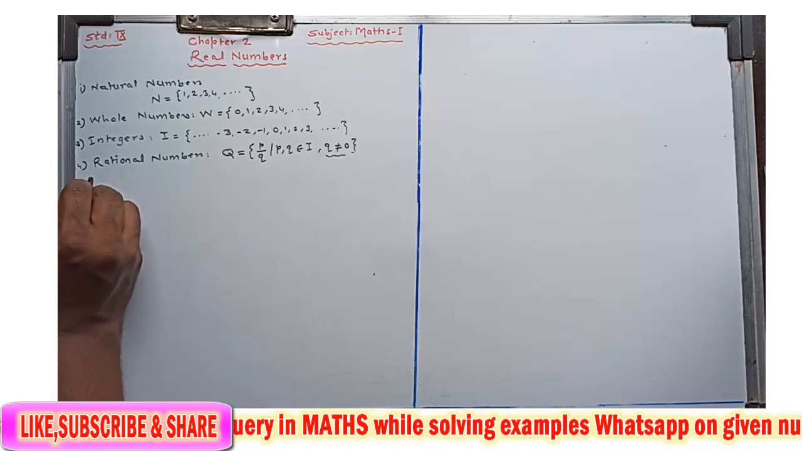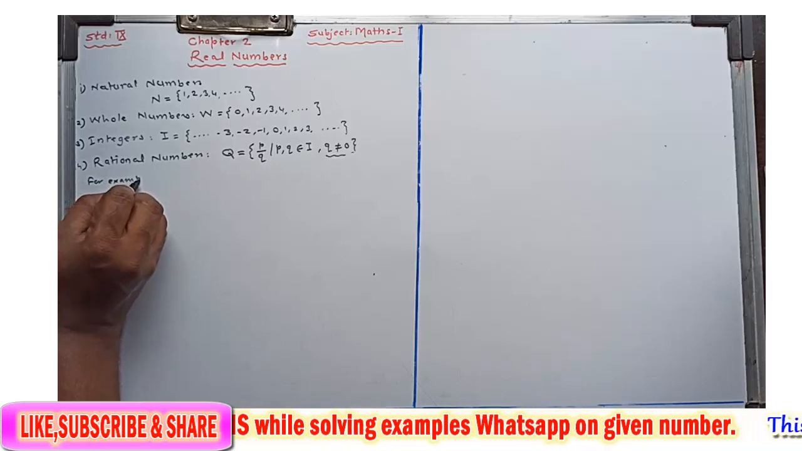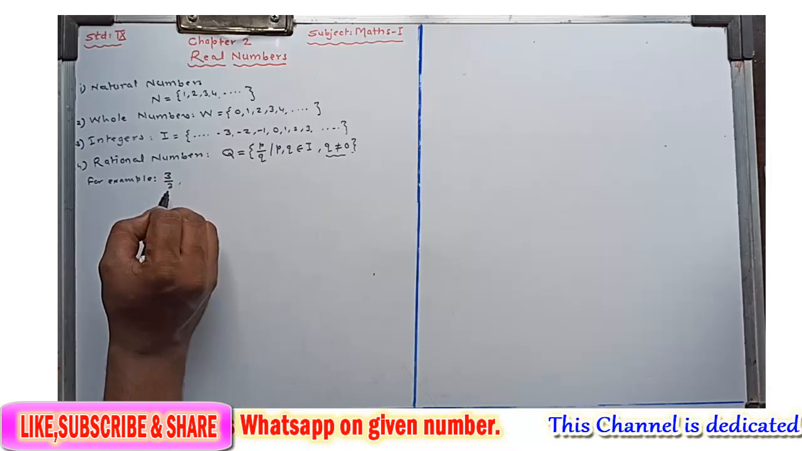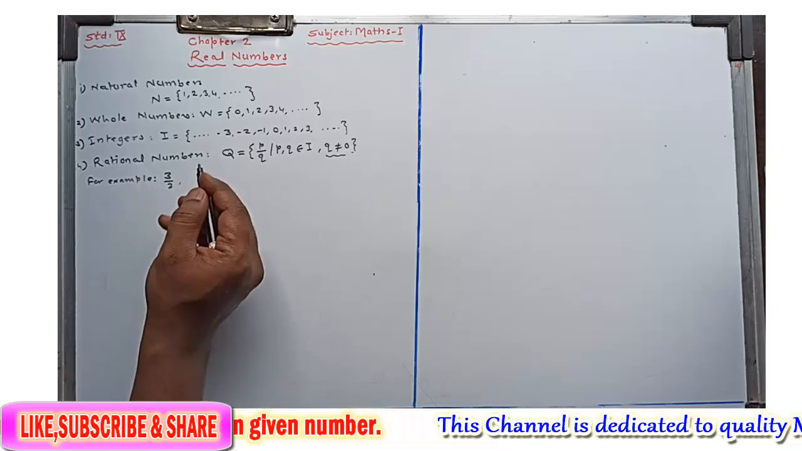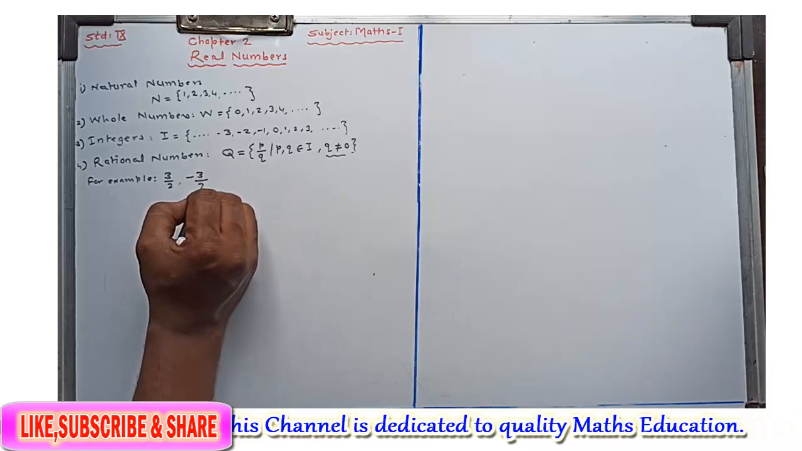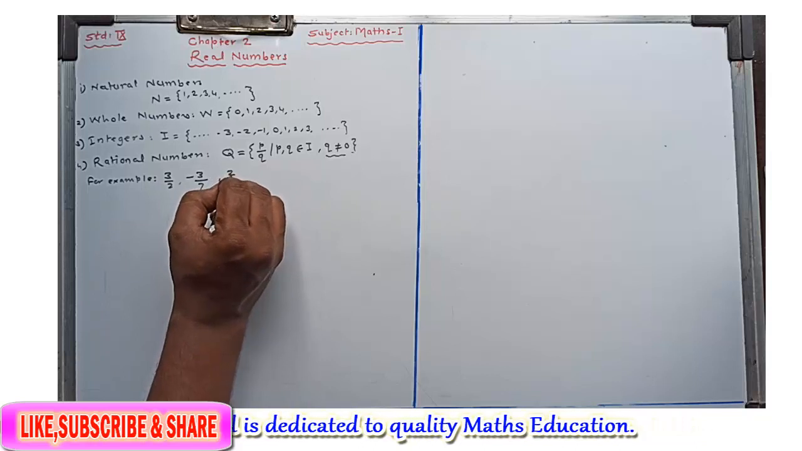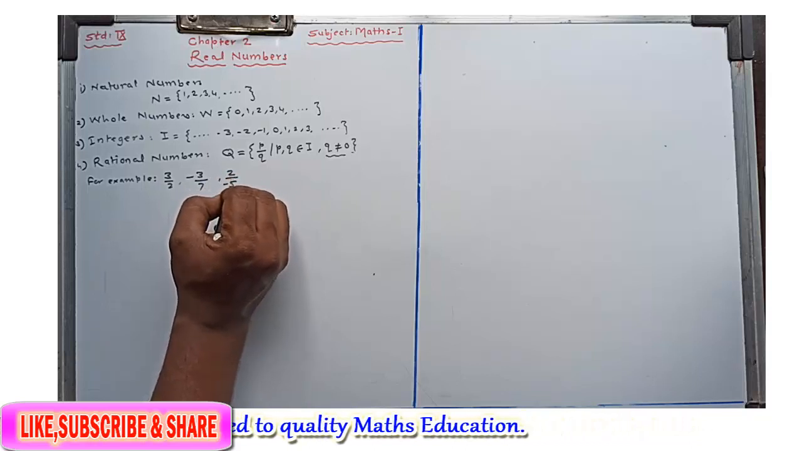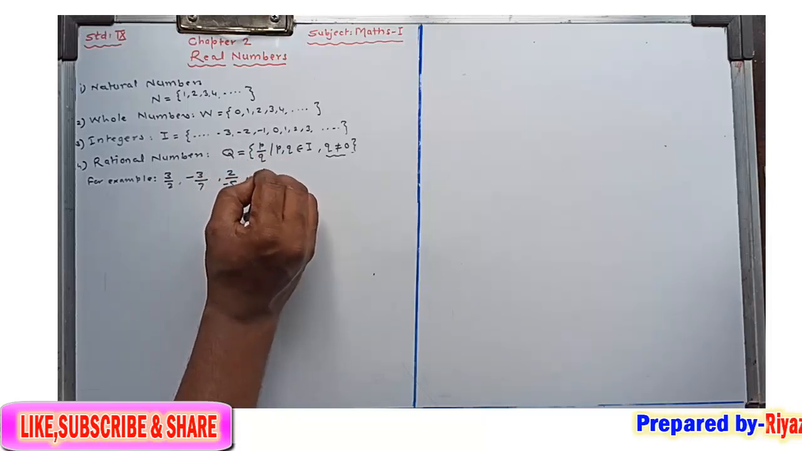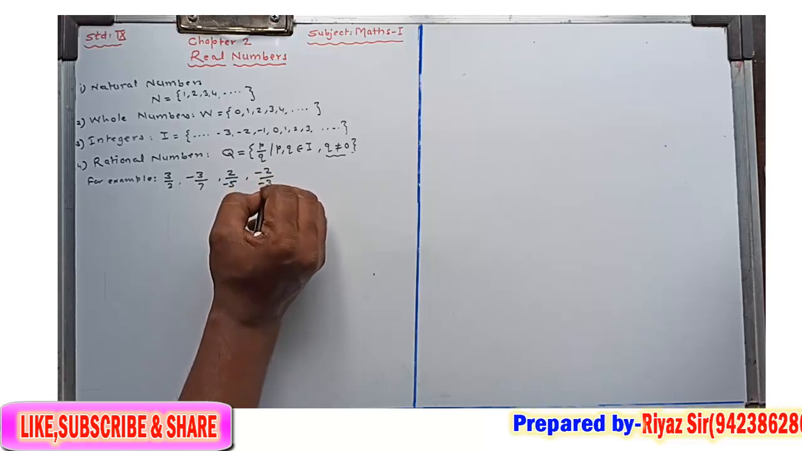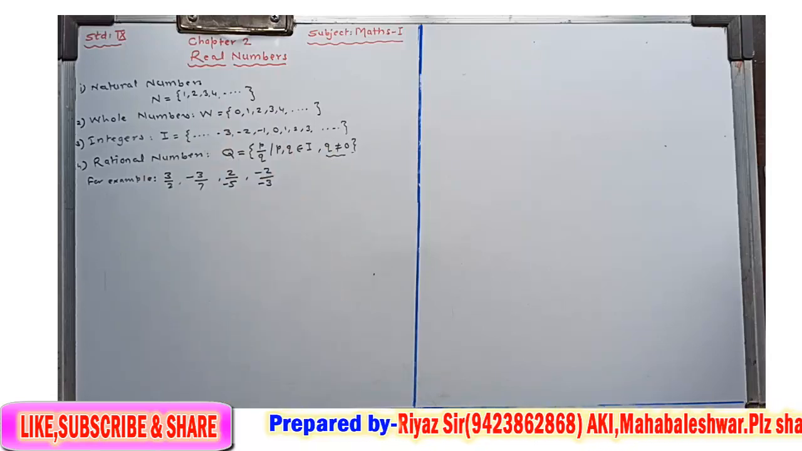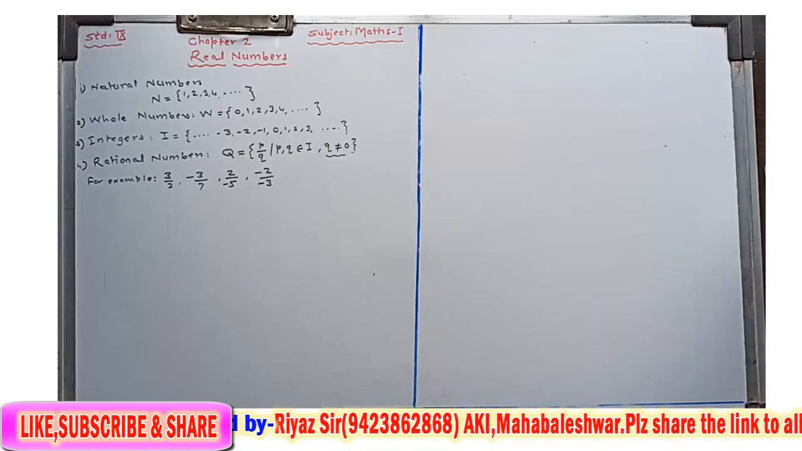For example, we'll see some examples of rational numbers, such as 3 upon 2. Here 3 is an integer, 2 is an integer, so 3 upon 2 is a rational number. Then -3 upon 7: here -3 is an integer, 7 is an integer, so -3 upon 7 is a rational number. Then 2 upon -5: here 2 is an integer, -5 is an integer, so this is a rational number. Then -2 upon -3: -2 is an integer, -3 is also an integer, so -2 upon -3 is a rational number. So these are some examples of rational numbers.